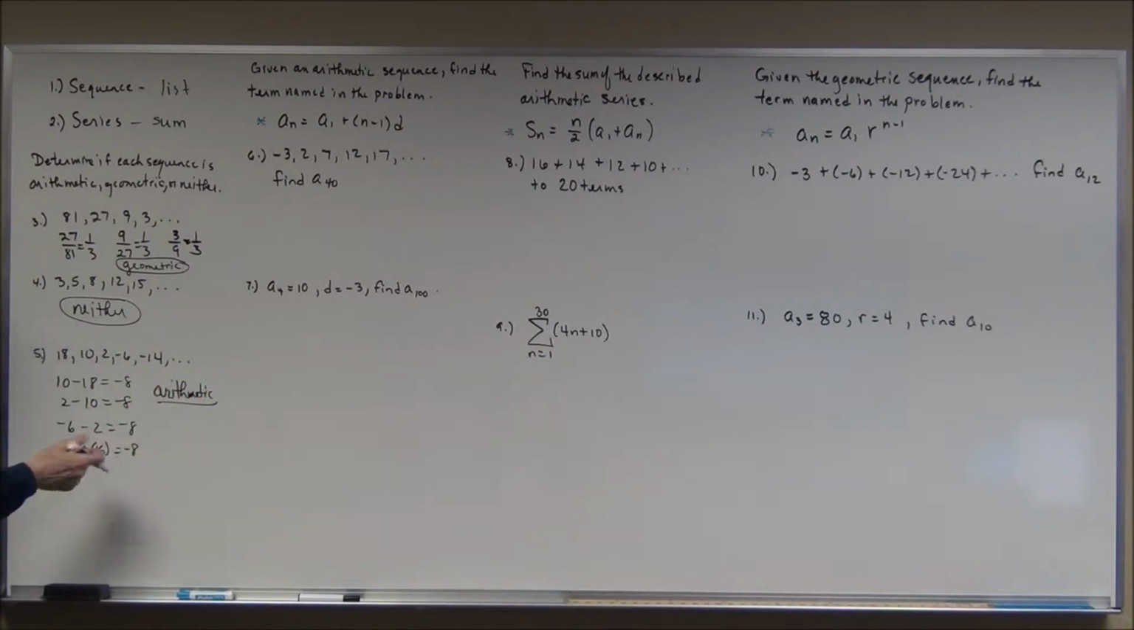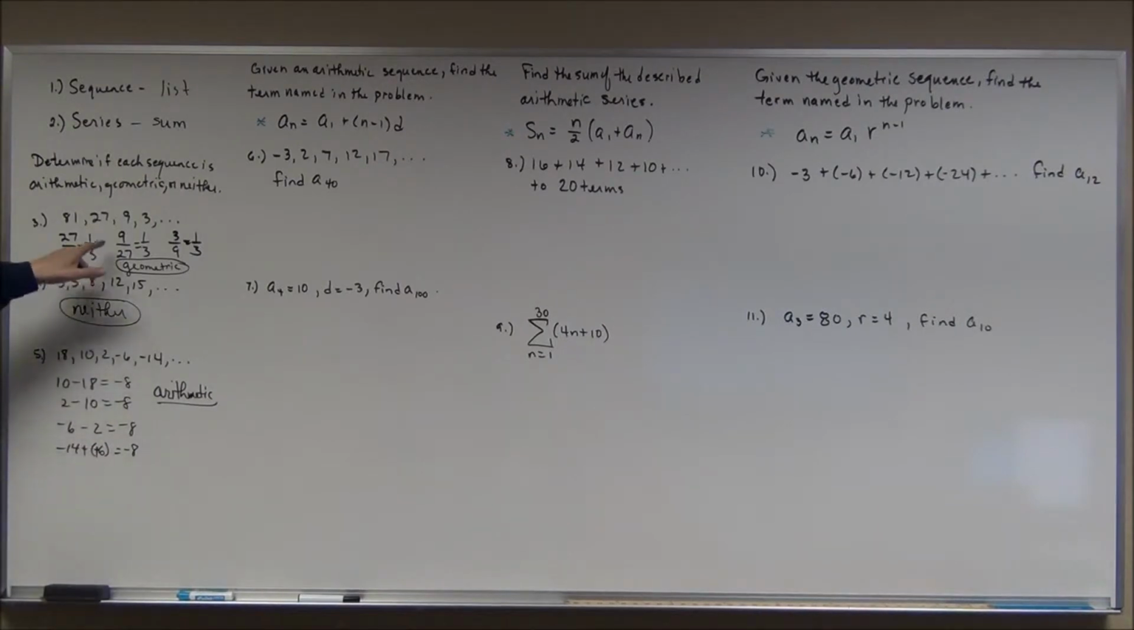If they ask you what the common difference is, it's easy. It's -8. If they ask you what the common ratio is, it's easy. It's 1/3. There's not going to be one like that if it's a neither.